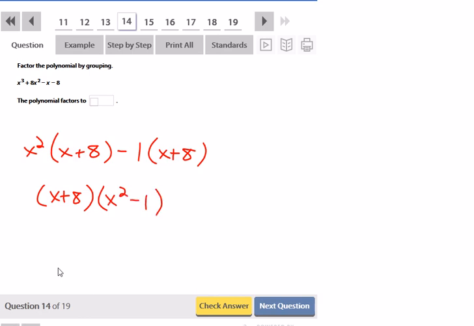x squared minus 1. In many instances, I'd be done, but this x squared minus 1 is a difference of squares, which we know already from before can be factored as conjugates. So I have x plus 8, x plus 1, and x minus 1. Those are conjugates.